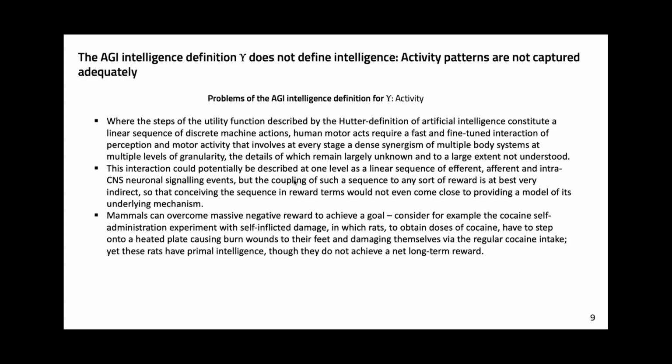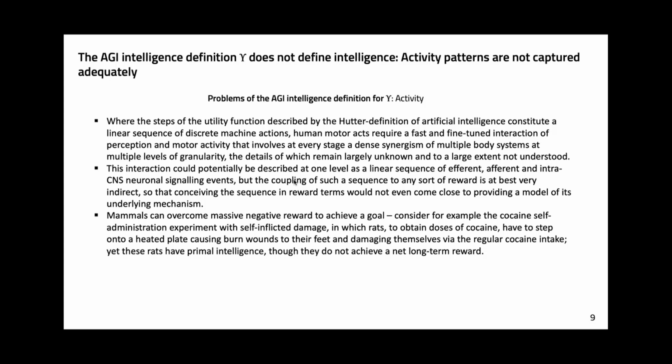So yes, in reality, of course, those things happen one after the other, but very, very quickly in a very complex fashion. And so we don't know how to couple this to reward. And so probably the sequence in reward terms that we need would probably not be possible to construct the correct reward sequence. Another aspect is that mammals can overcome massive negative rewards to achieve a goal.